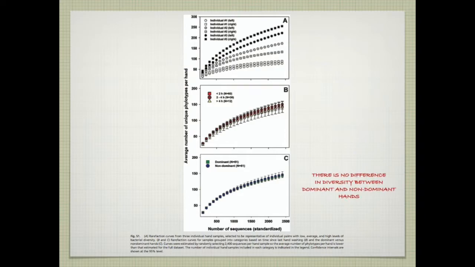There's no difference in diversity between dominant and non-dominant hand. I said differently last time because in one of their experiments on that paper, they mentioned this. But in the actual data they show here, they are not able to show any statistically significant difference in the diversity between the two hands. Now, the organisms that are there, we've already shown are different. But in terms of the total diversity, the number of unique phylotypes in this particular case, there's no difference. So even though your hands have different flora from hand to hand, one of them isn't much more diverse than the other.